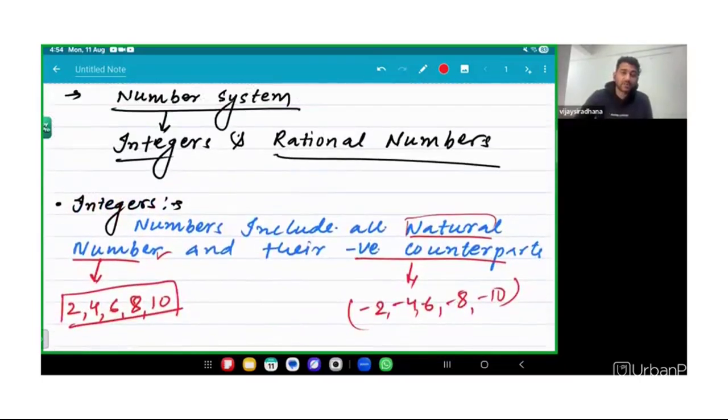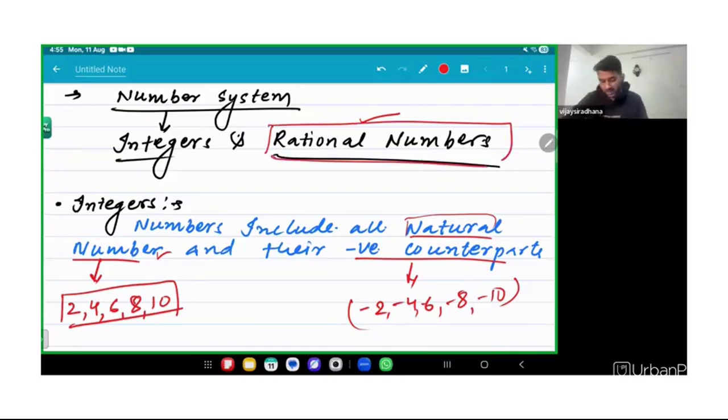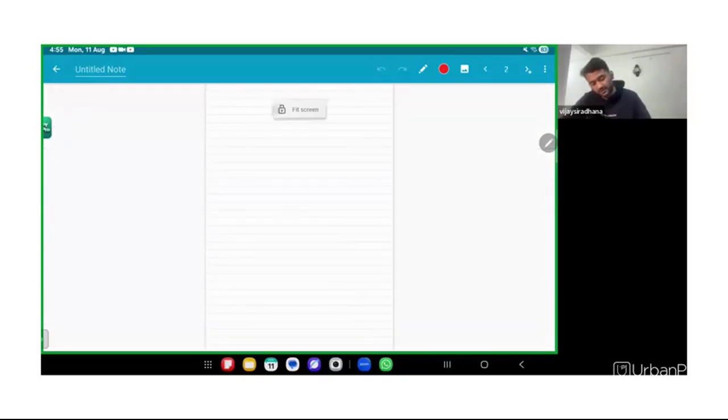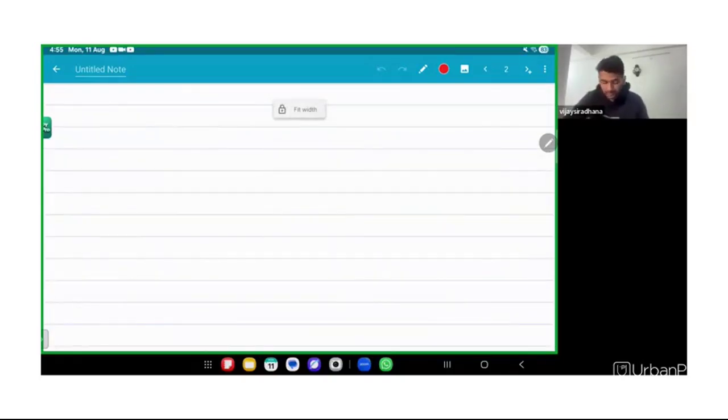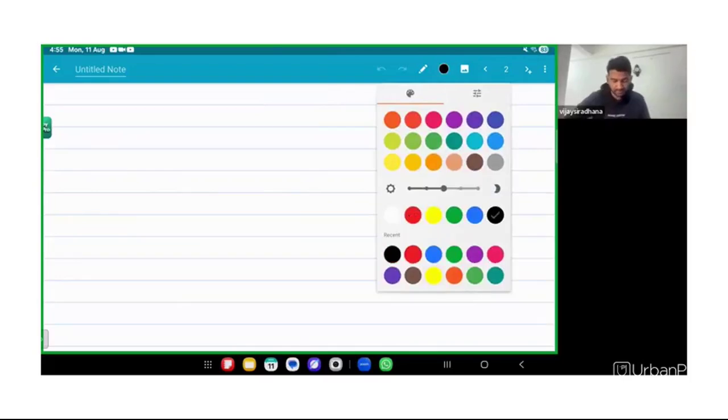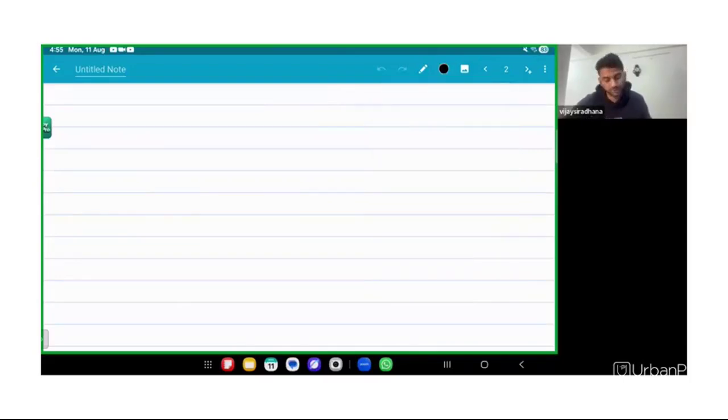Now, after integers, we should know about the next topic, which is rational numbers. Rational numbers are really important for your ninth class curriculum. Why are rational numbers important? Because it is something very new to you. So, the next topic is rational numbers.